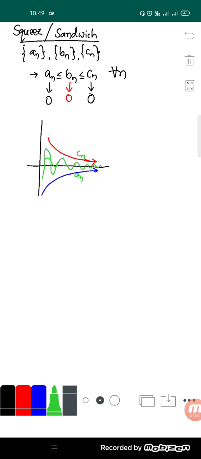Whenever it is not possible to find the limit of the sequence using L'Hopital's rule and other basic techniques, then you use the help of the squeeze theorem. So for an example, okay, we'll do some examples here.